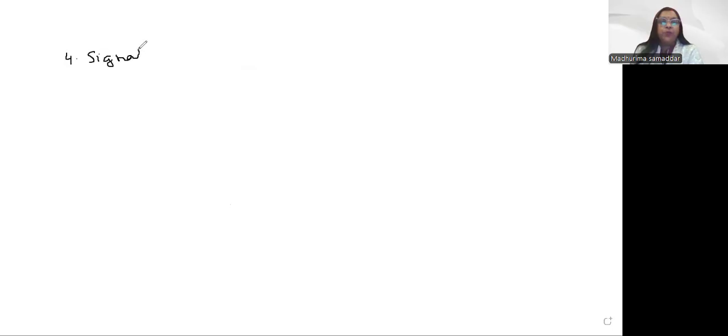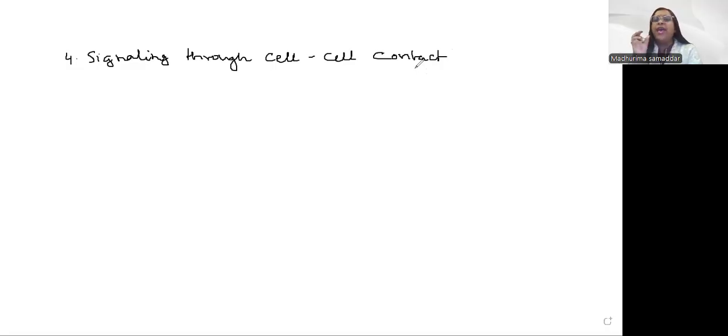Okay, signaling through cell-cell contact. This is the last one. So how is the cell-cell contact happening? In the case of the animal cell, you can see there is a gap junction, which is a channel between the two cells. Or in the case of the plant, there is plasmodesmata. So this water-filled channel is acting as an intercellular mediator, helping in the passing of the message or the signal from one cell to the other cell.